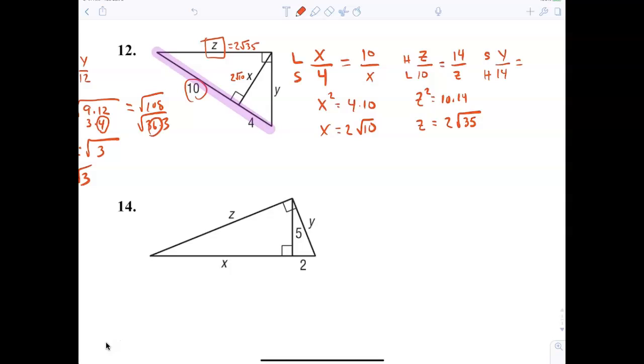So start with the smallest triangle. Don't make it hard. So what is the short leg? And what's the hypotenuse? There you go. Do you agree? 4 over y. So now we have y squared is equal to 4 times 14, right? And so y is equal to, beautiful, 2 radical 14. All right, does everybody agree with that? It's not that hard, right?